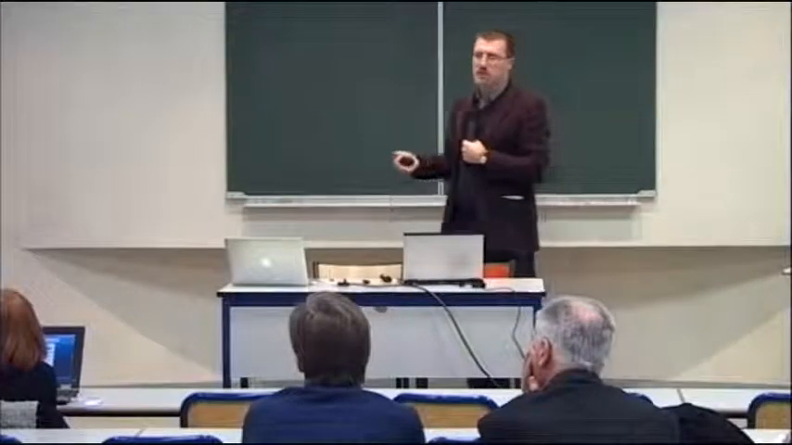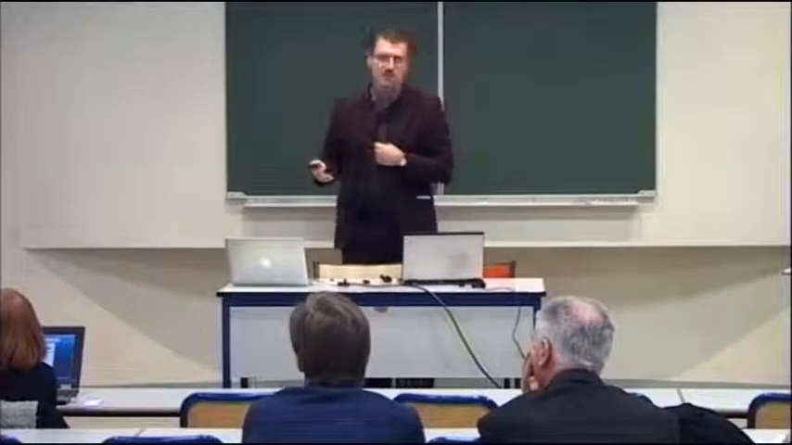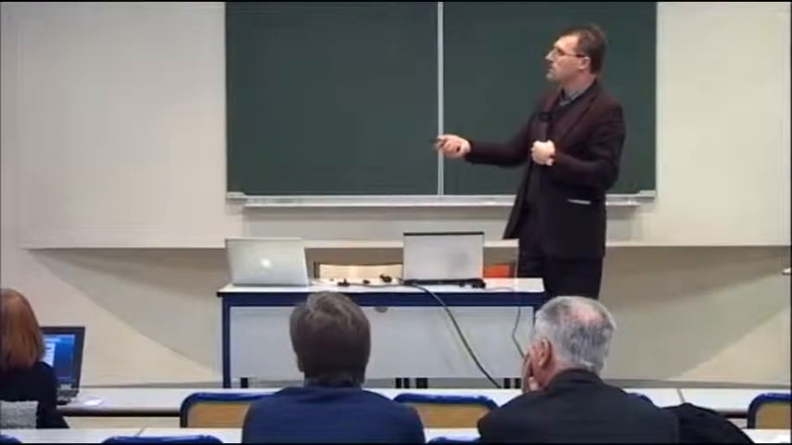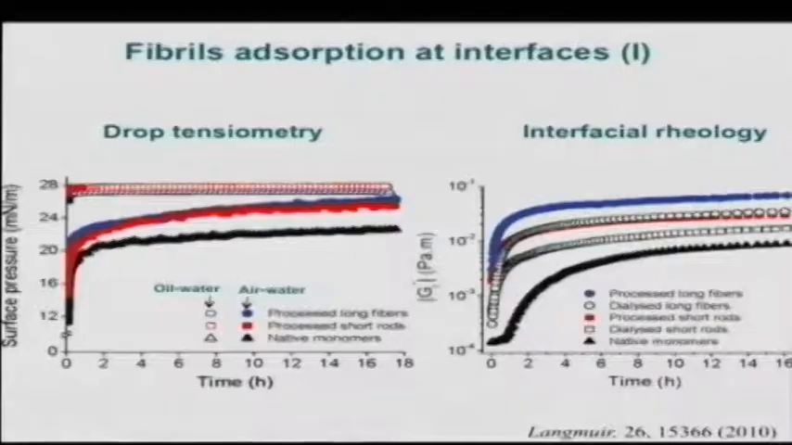extremely efficient to stabilize interfaces, which is one of the major goals in food. And how do I convince you of that? Well, first of all, they are very efficient in dropping the surface tension. As you can see here, these are different types of fibers, but these are the native monomers. You see that the fibers do a much better job in lowering the surface tension.